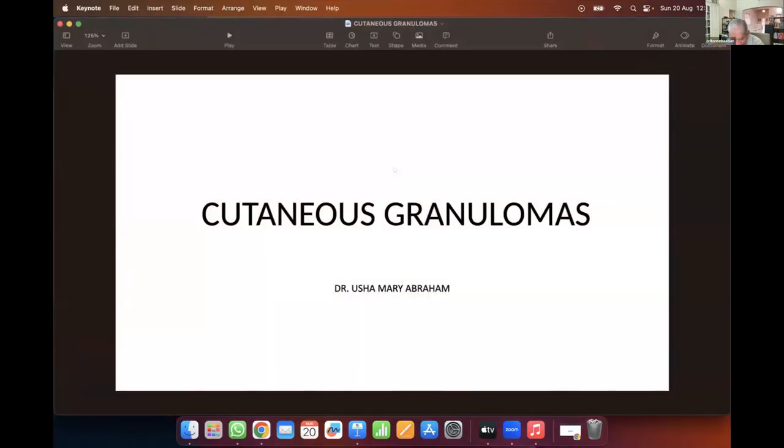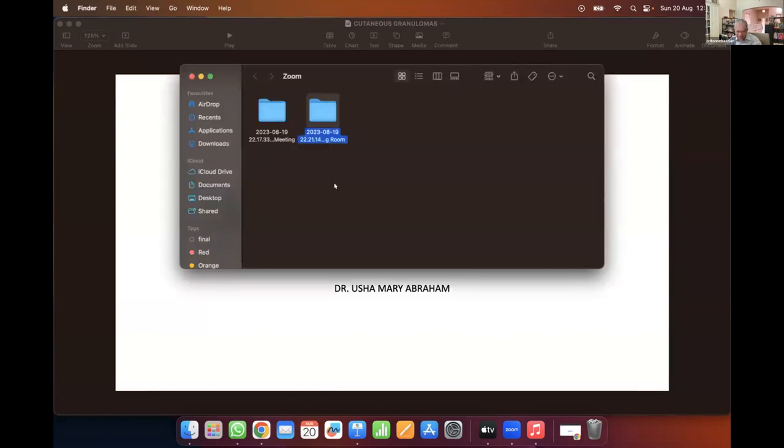Yes, sir. The second session today is about granulomas. Again, granulomas are very interesting as well as very confusing. Most of the time, dermatologists are stuck with granulomas. The pathologists say that there are a lot of granulomas and the differentials are very vast. And knowing the cause of a granuloma is also very intriguing.